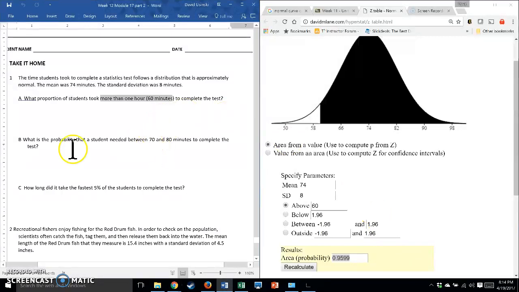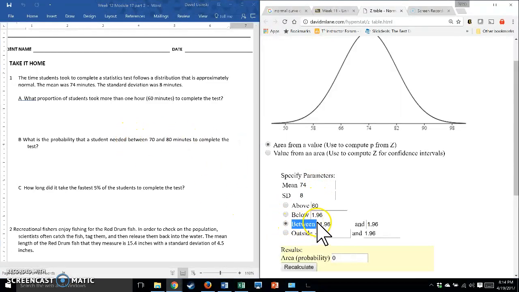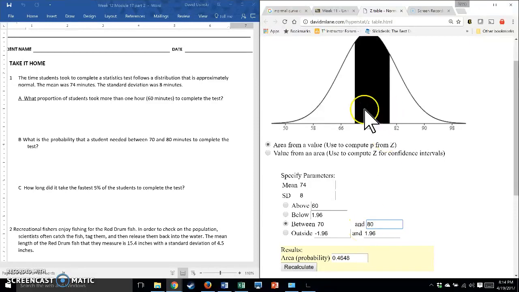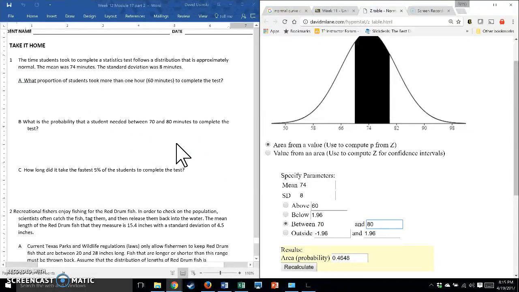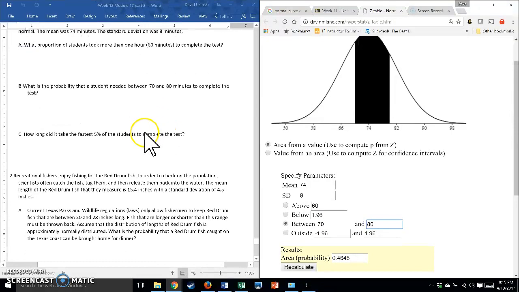All right, let's try the next one. What is the probability that a student needed between 70 and 80 minutes to complete the test? All right, so I need the word between here. So I would do between 70 and 80 and press enter. And you can see the sliver here of the number of students who finished during that time. And it's about 46.5%. So 46% of the students required 70 to 80 minutes to complete the test.